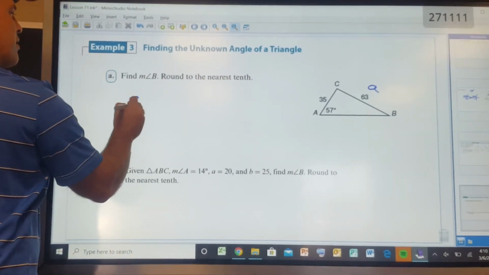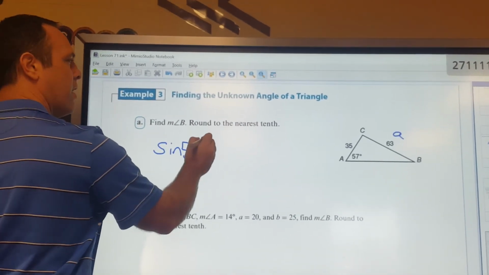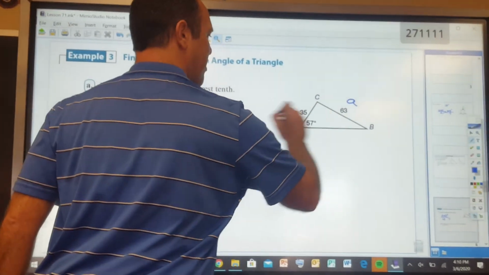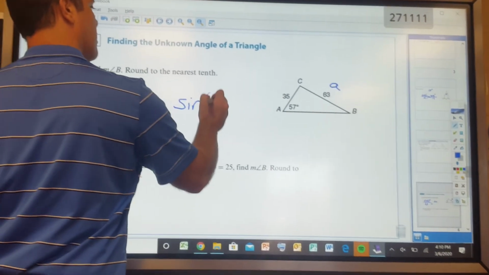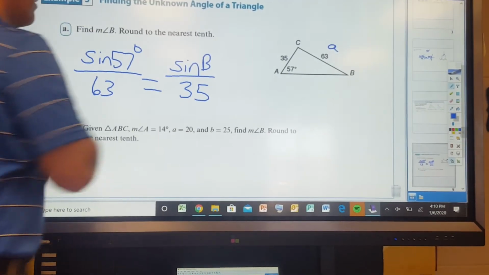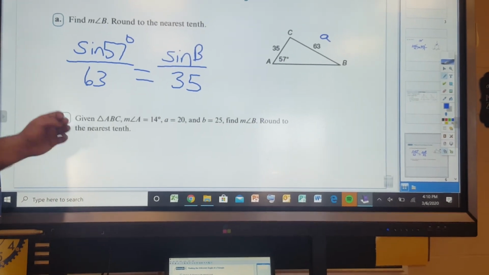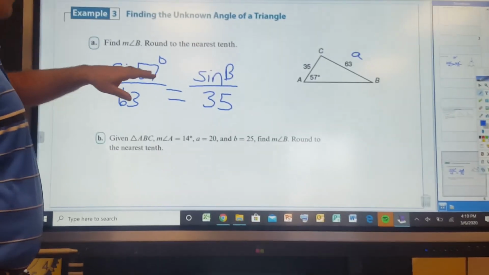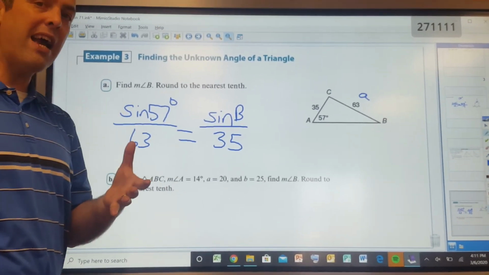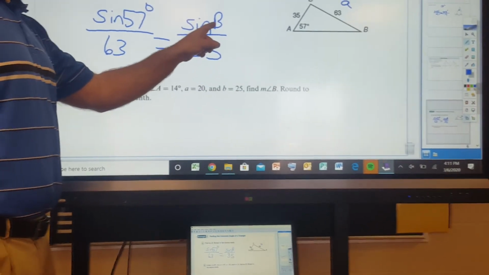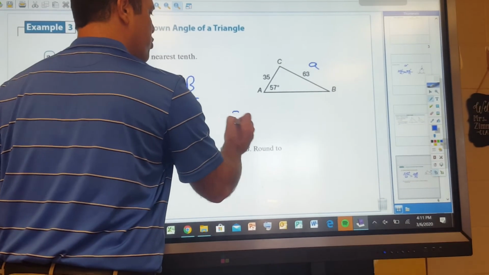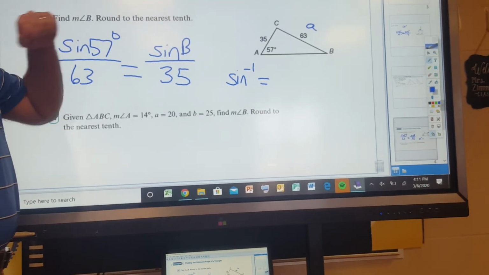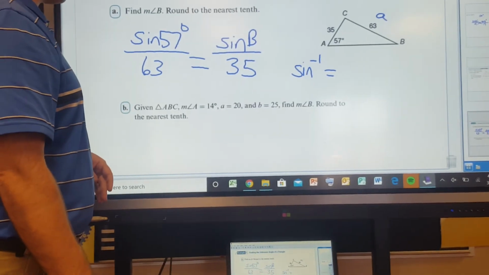Technology, I'm still working on it. All right, sine of 57 degrees divided by 63 is equal to the sine of B divided by 35. Now this one's going to be a little bit different. You have to pay attention to this. The sine of 57 degrees times 35, we can put that in our calculator and then divide by 63. When we find that ratio, though, to find the measure of the angle, we have to do second sine, or inverse sine, of that decimal. We put it in, and we find the angle.